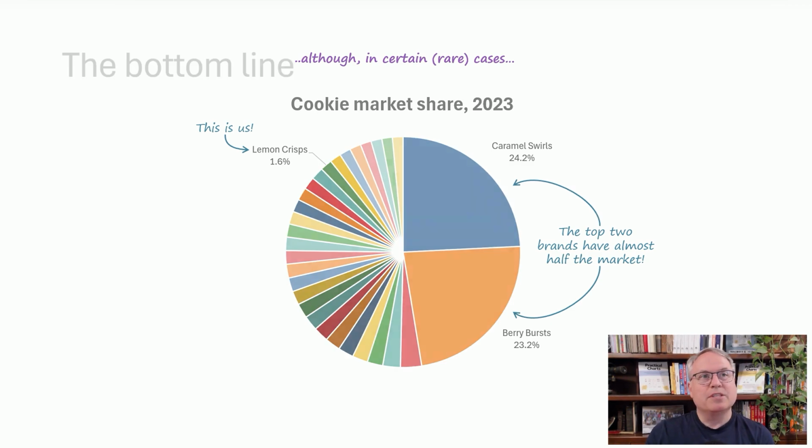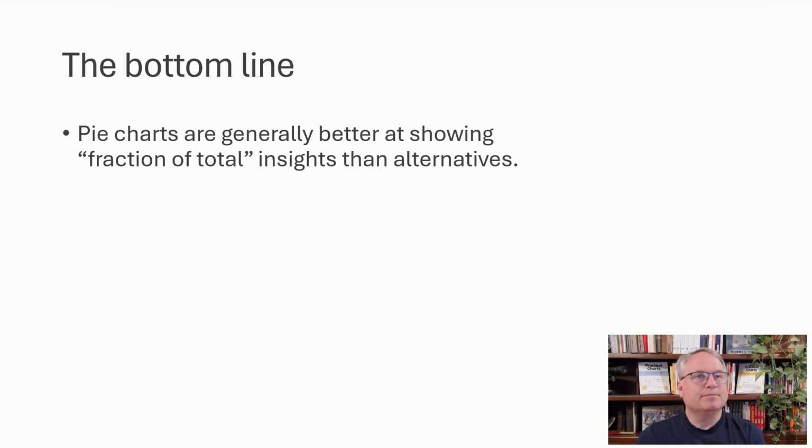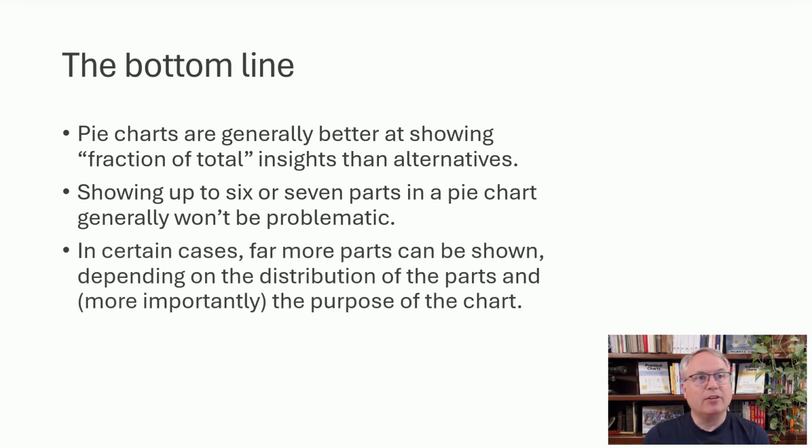And so what's the bottom line here? How many slices can we include in a pie chart? Well, a couple of key takeaways. As we've seen, I think that pie charts are generally better at showing fraction of total or breakdown of total types of insights than alternatives. And certainly showing up to 6 or 7 parts is generally not going to be a problem, certainly in my opinion anyways. And in certain situations, it can actually make sense to push that much higher, right? Where a pie chart is still the best choice, even if we have 10, 15, 20, maybe even 30 parts.